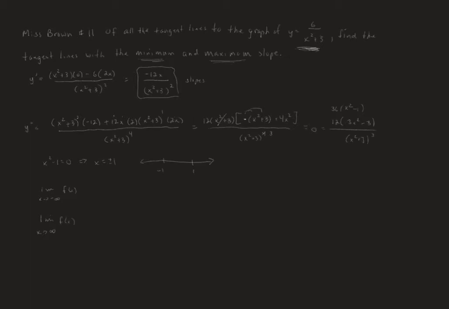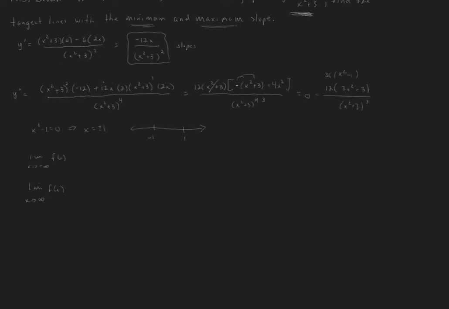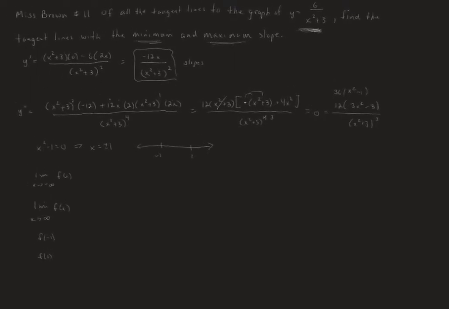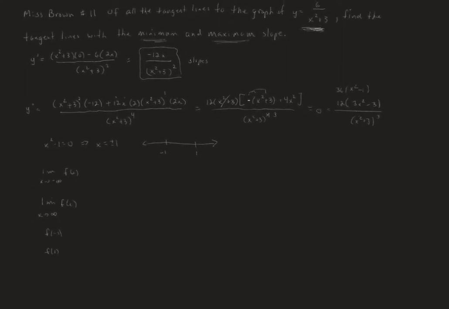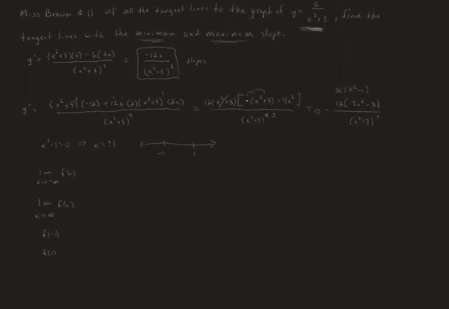And then I'm going to slide this up a little bit. We're also going to plug in -1 and +1, our critical points, and we're looking for the largest and the smallest. So remember, our function is actually this derivative, because this is where our slopes are coming from. So this is what we're plugging into, and this is what we're taking the limit of.